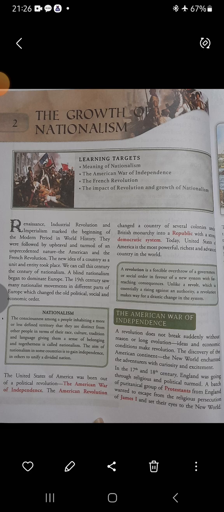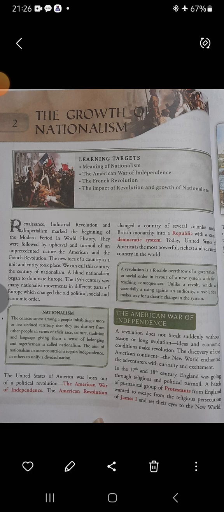So, let's start with the United States of America. How was the United States of America born? The United States of America was born out of a great revolution which was called the American War of Independence. The American Revolution changed a country of several colonies under British monarchy into a republic with a strong democratic system.